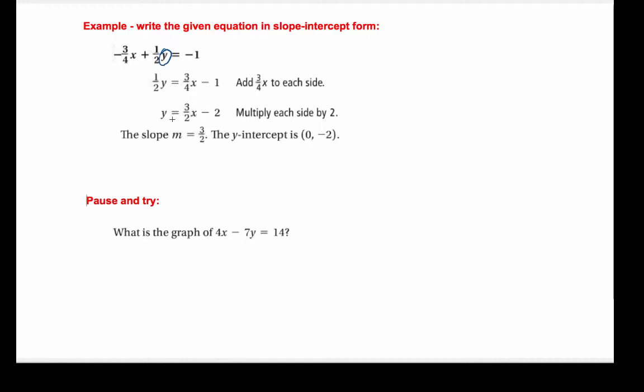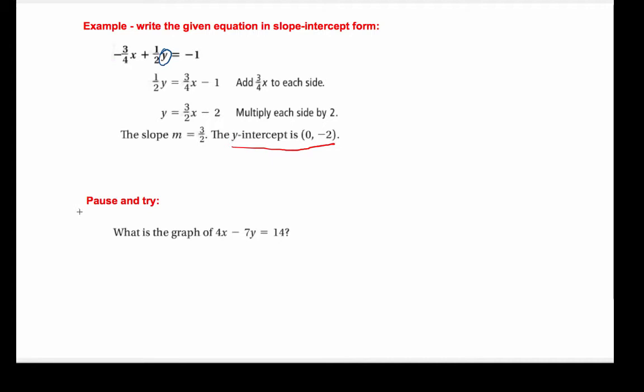This is in slope-intercept form. The slope of my line is 3/2, and my y-intercept is negative 2. B is negative 2, but it's more appropriate to say that the y-intercept is a point. So it's appropriate to say that the y-intercept is (0, -2), not just say the y-intercept is negative 2.